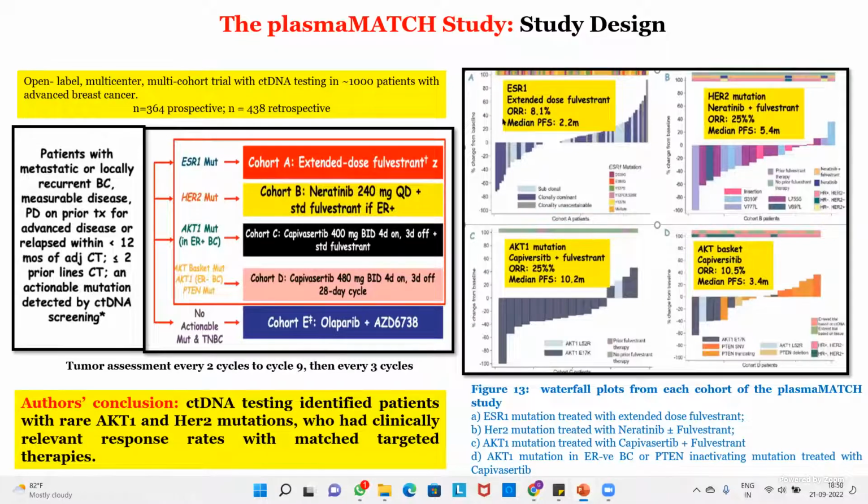So another very fantastic, brilliant study was the plasmaMATCH trial. And the key objective was to report the response, be it complete or partial, to matched therapy. In addition, the secondary objective was to analyze the genomic alteration frequencies and agreement with ddPCR and ctDNA NGS, and the concordance between ctDNA and tissue biopsy.